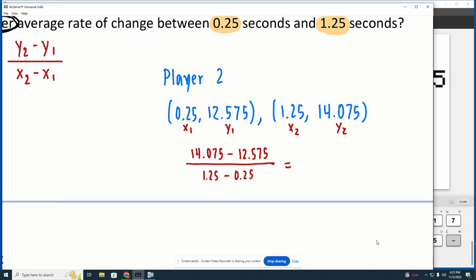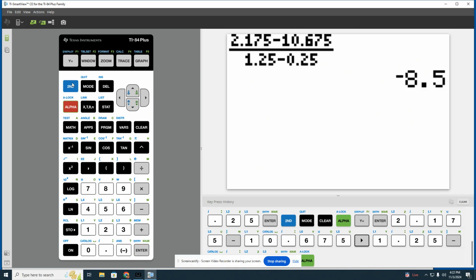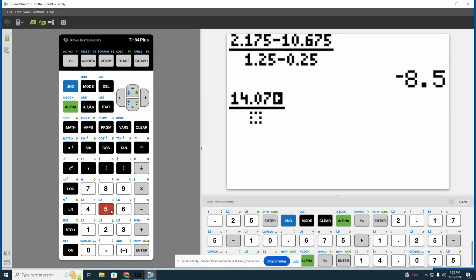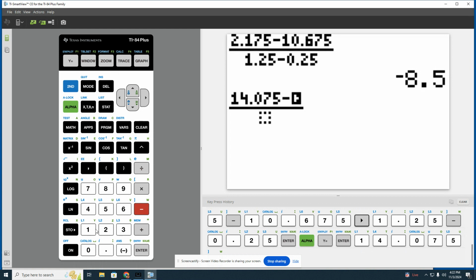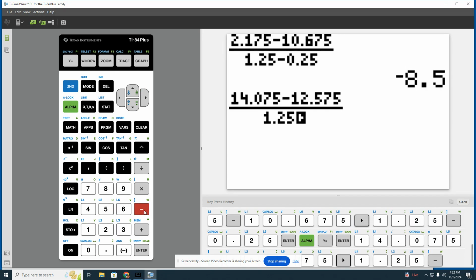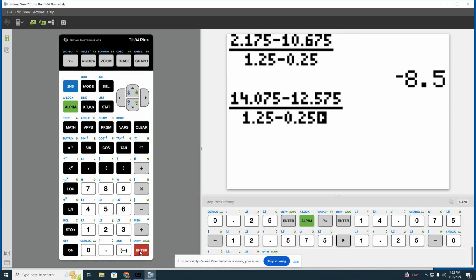So let's go plug this one in too, okay? I'm going to grab my alpha y equals number 1 fraction bar. I'm going to type in 14.075 minus 12.575, and that is over 1.25 minus 0.25. And my answer is 1.5.